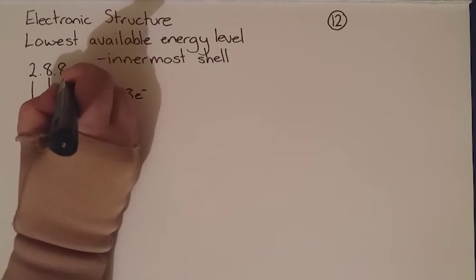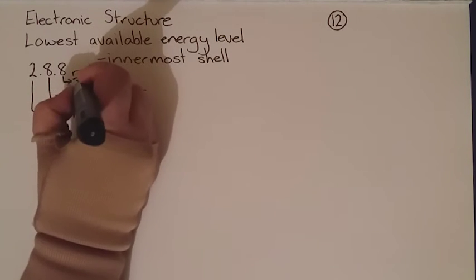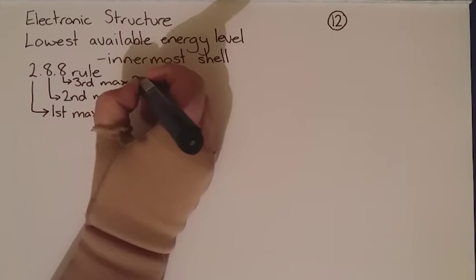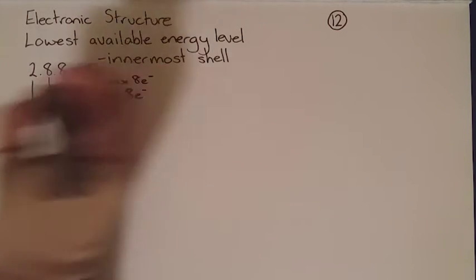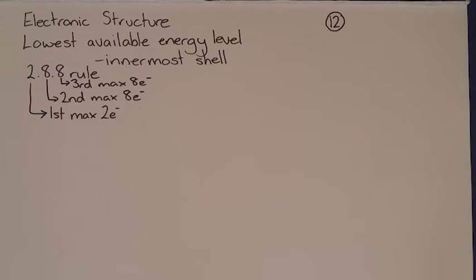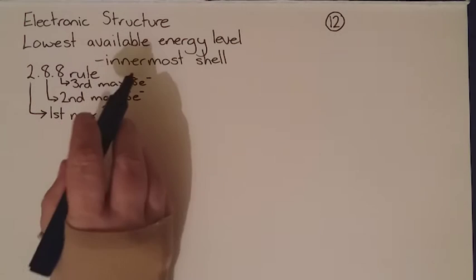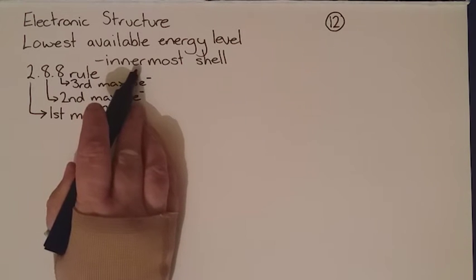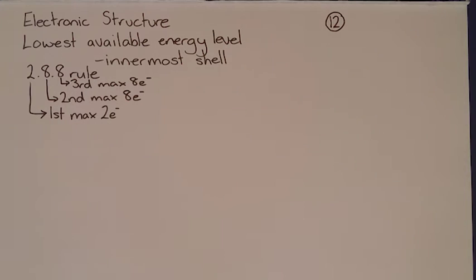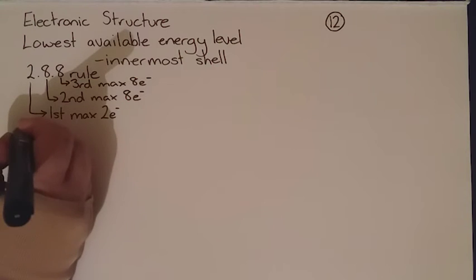And once that is full, electrons will go into the third shell, which can also hold a maximum of 8 electrons. So therefore, when we're drawing electron structures, we take two things into account. First of all, we make sure we fill the innermost shells first, and secondly, we make sure that we don't overfill them according to the 2, 8, 8 rule. So, let's look at a couple of examples.